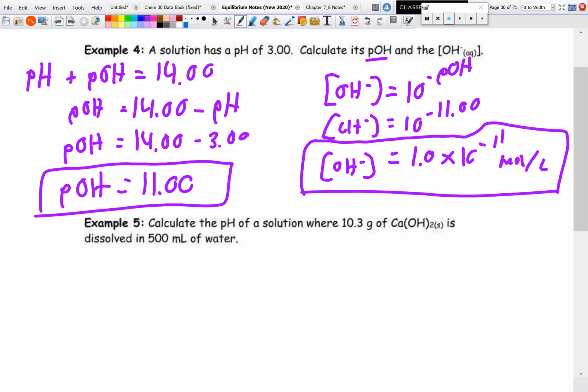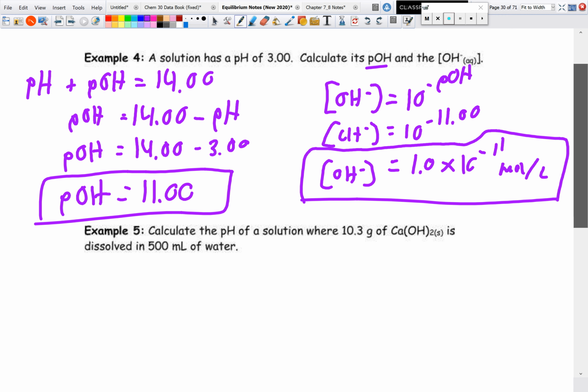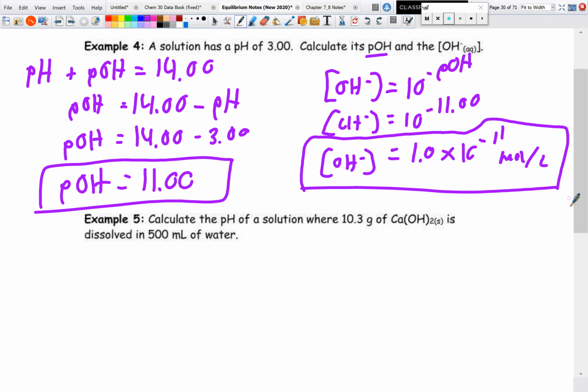Now, the last one is definitely going to be a little more challenging. I definitely want you to try this one on your own, using the steps that we outlined before, but I am going to give you a little start right here. It says calculate the pH. Remember, pH is power of hydronium, but we have 10.3 grams of calcium hydroxide, and this is a base. So we're asked for the pH, but we're given a base. There are different ways that you can solve this one.